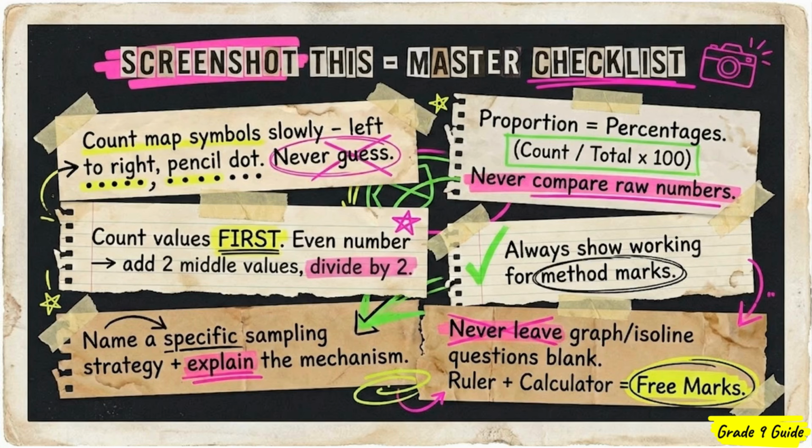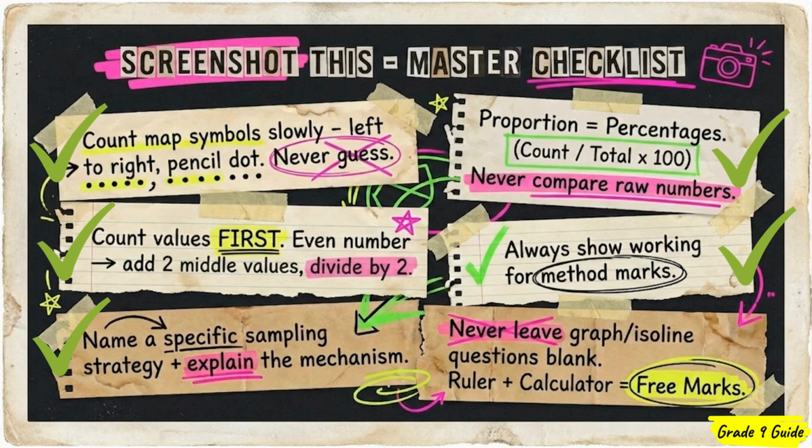Screenshot this. Master checklist. Count map symbols slowly, left to right, mark each with a pencil dot. Never guess. Proportion equals percentages. Divide count by total times 100. Never compare raw numbers. Count values first. Even number of values, add 2 middle values, divide by 2. Show working. Name a specific sampling strategy, plus explain the mechanism. Generic answers score 0. Never leave graph shading, isoline, or line of best fit questions blank.